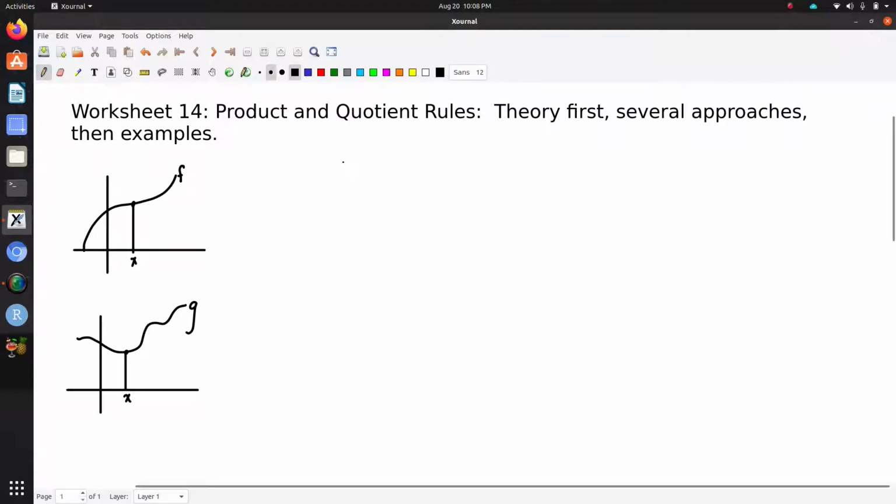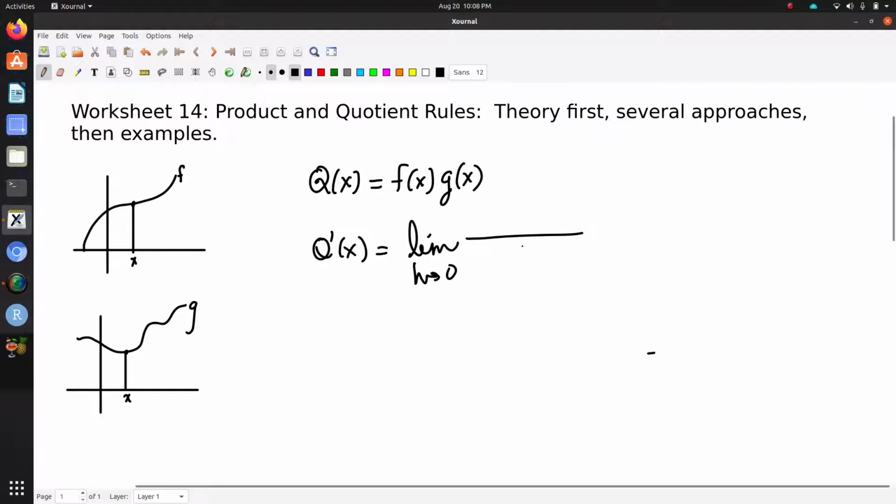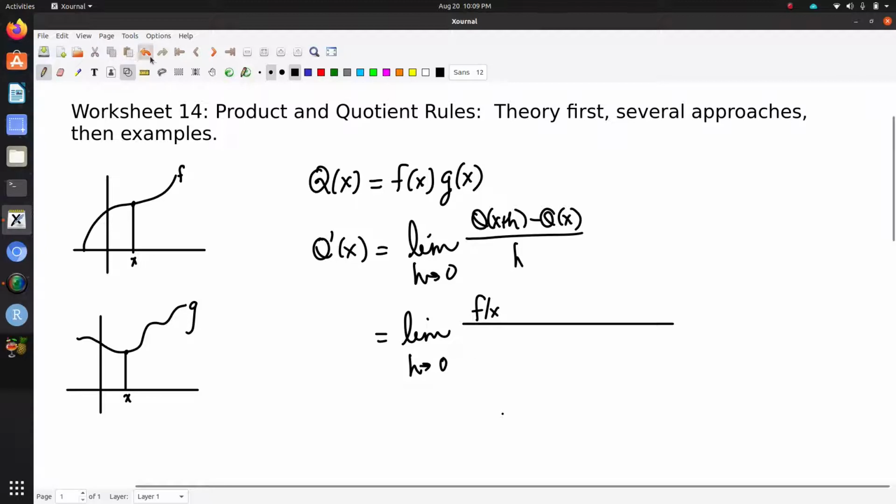Okay then, well, I'm going to give it a new name. Q of x is equal to f of x times g of x. So what is q prime? It is the limit as h goes to 0 of q of x plus h minus q of x. Well, what is that? It is f of x plus h times g of x plus h minus f of x g of x, all over h. Pretty straightforward, right?